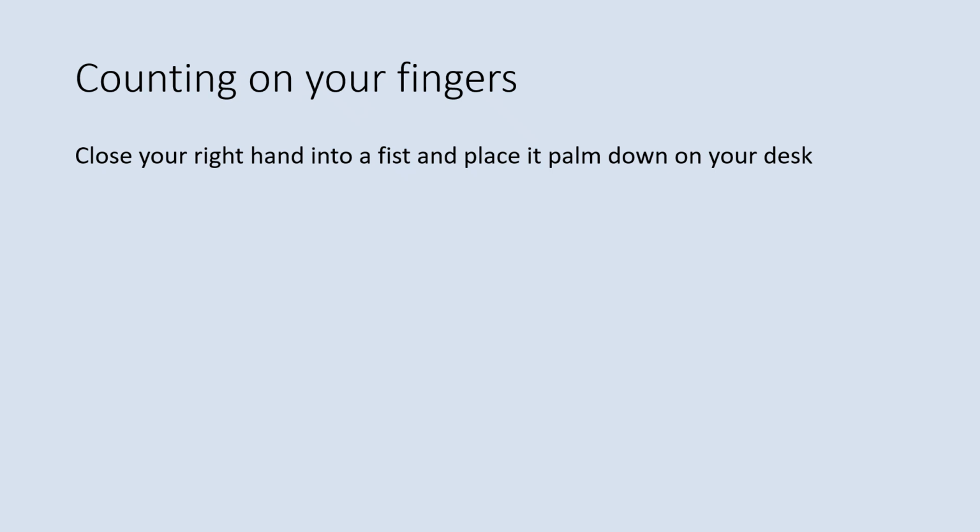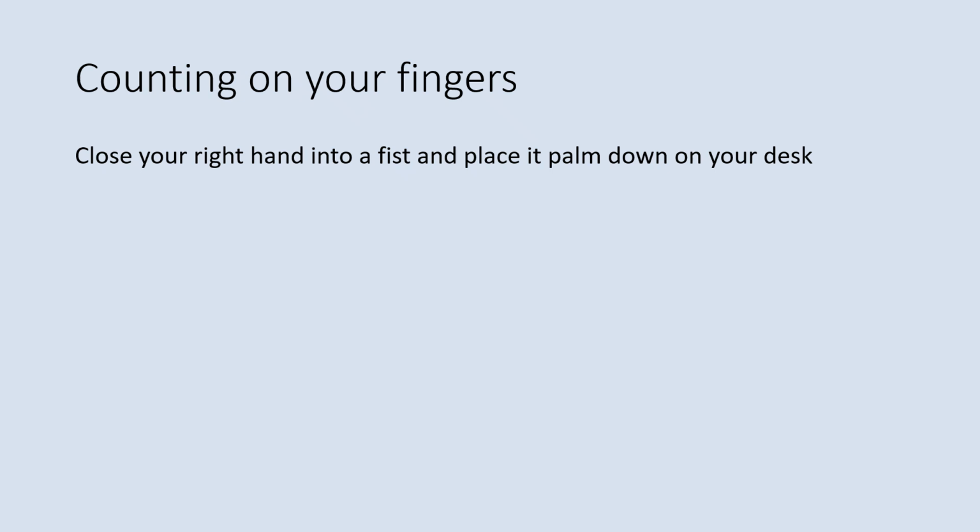If we close our right hand into a fist and place it with the palm facing down on your desk, so your fingers are curled underneath, we look at the pinky finger as the rightmost, so that's going to correspond to the ones place. The ring finger is the 2 to the first place, so that is the 2s. Middle finger, 2 squared, that corresponds to 4. The pointer finger, 2 to the third, corresponds to 8. And the thumb, 2 to the fourth, corresponds to 16.